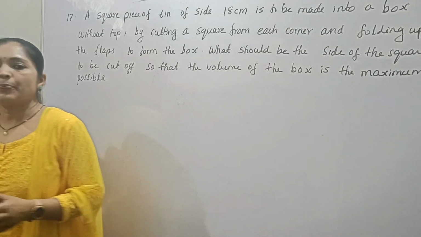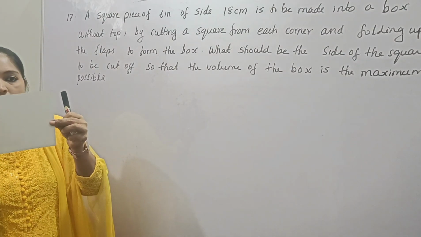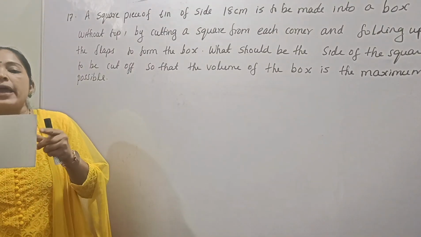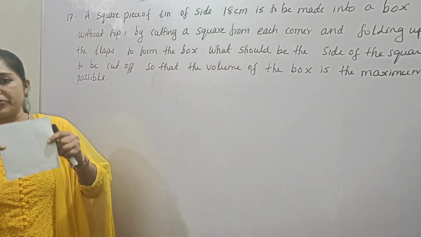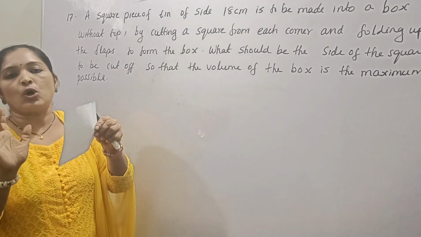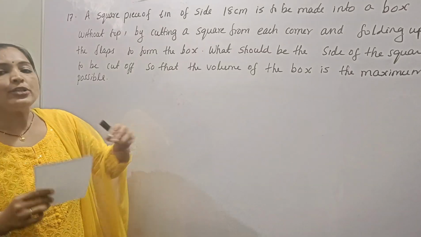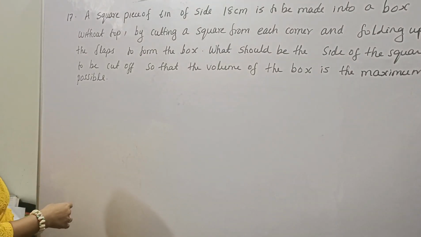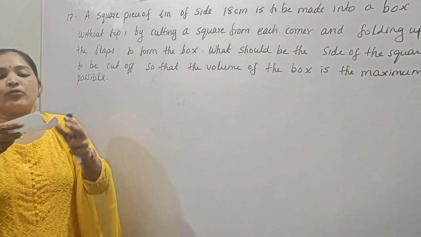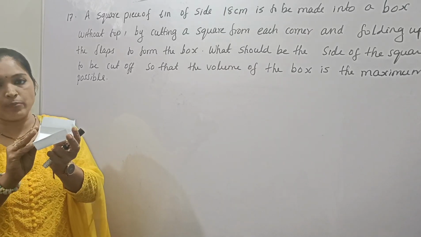See here, suppose it's a square piece of tin, side 18 cm. All sides are equal because it is a square. And here we have to make a box from this. How? By cutting off a square from each corner and folding up. That is, after cutting off squares from each corner and folding up these sides, we form a box.